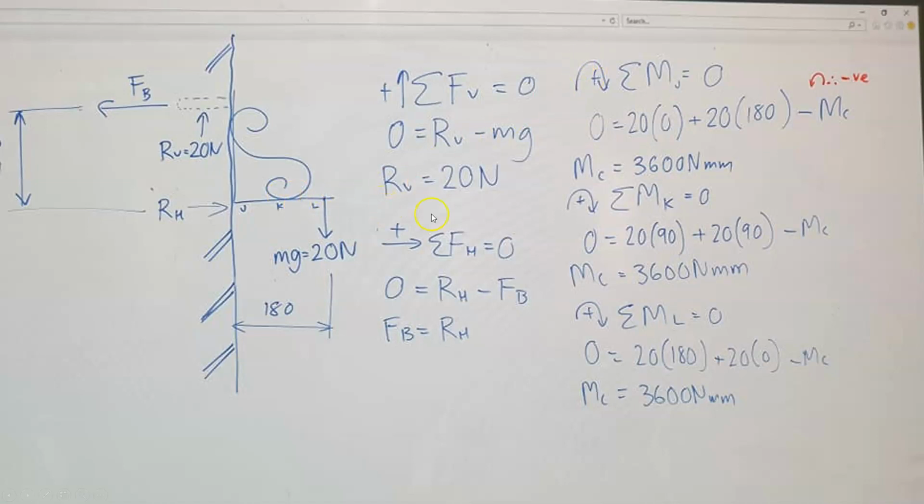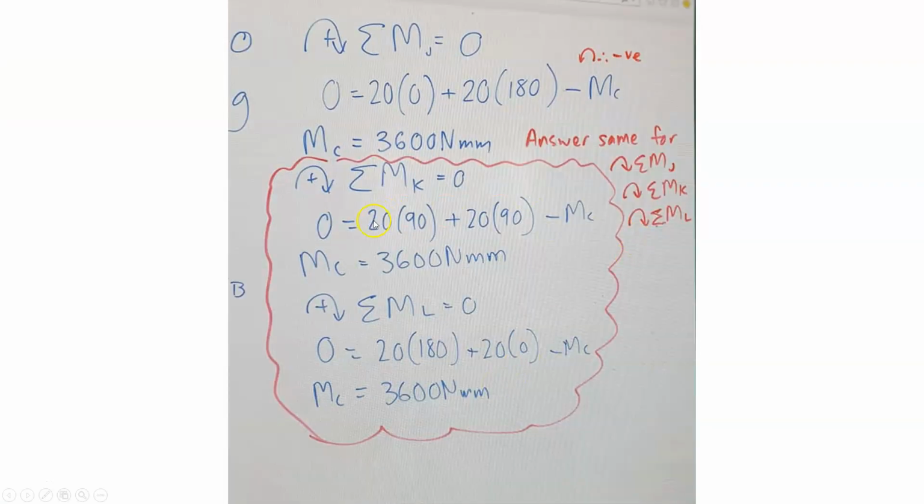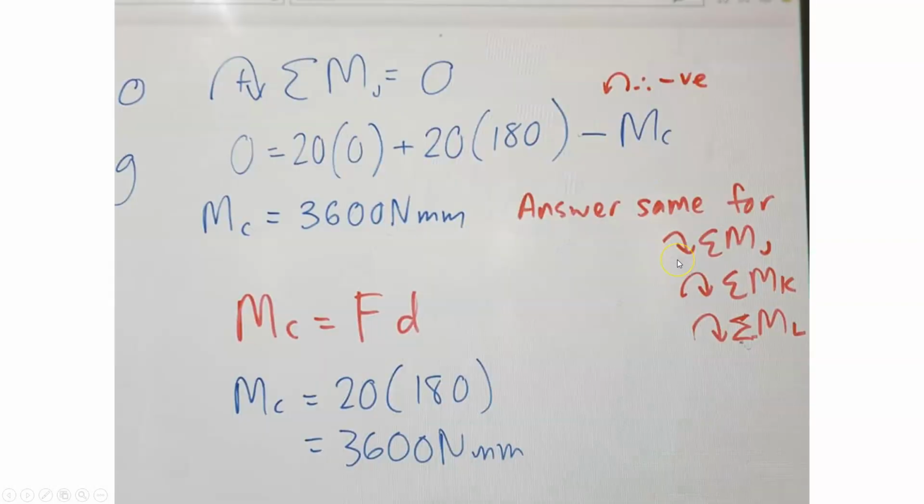It's the same thing. Or we can do it here, where if we measure from L, the distance from L to the force being applied up here is 20 times 180 plus 20 times 0 equals 3,600. The point I'm showing here is it doesn't matter where we take moments, it's always the same. This is just highlighting that detail. Here I'm saying same answer for the sum of the moments about J, about K, about L, they're all the same.